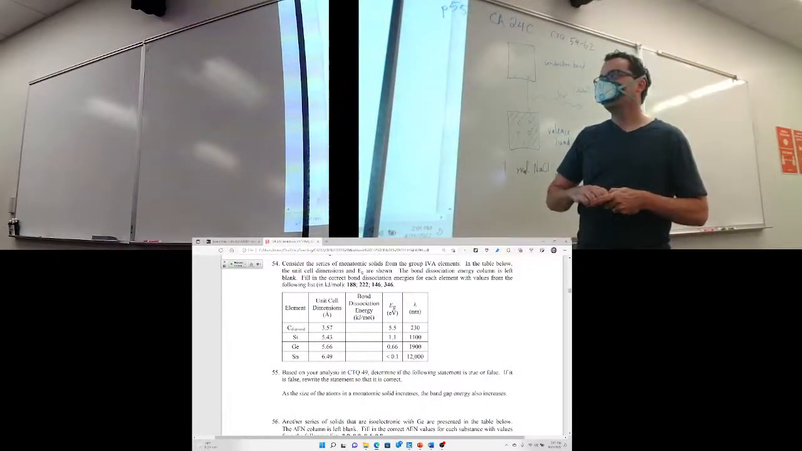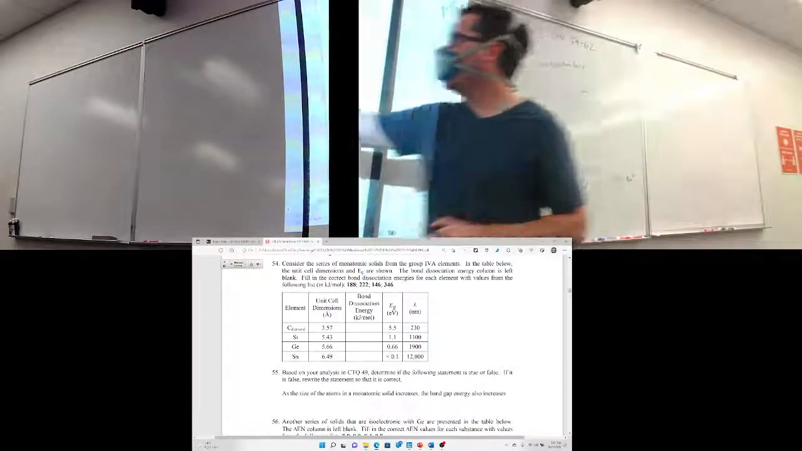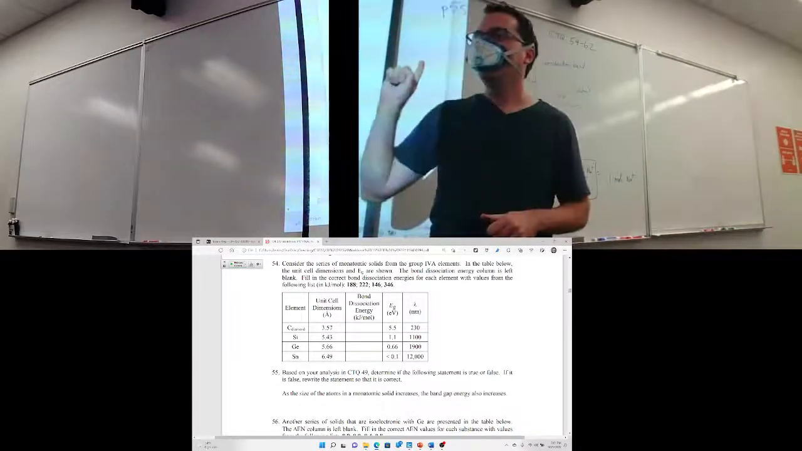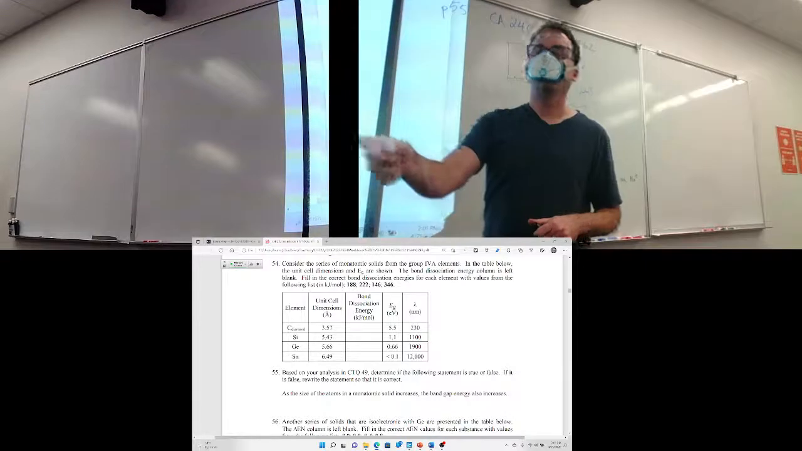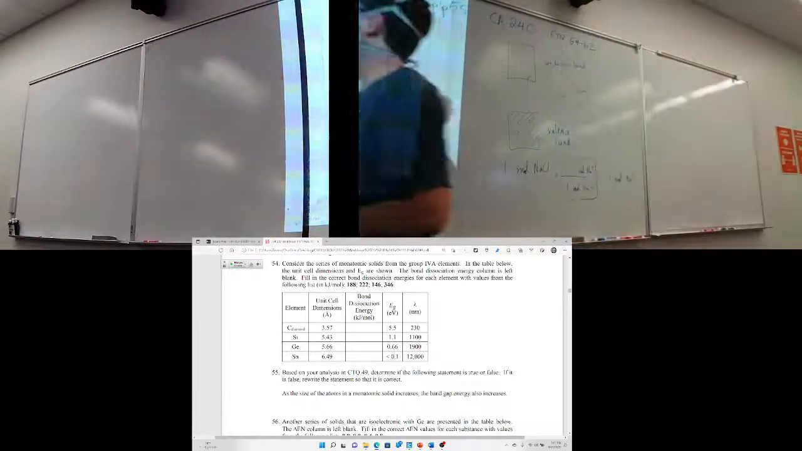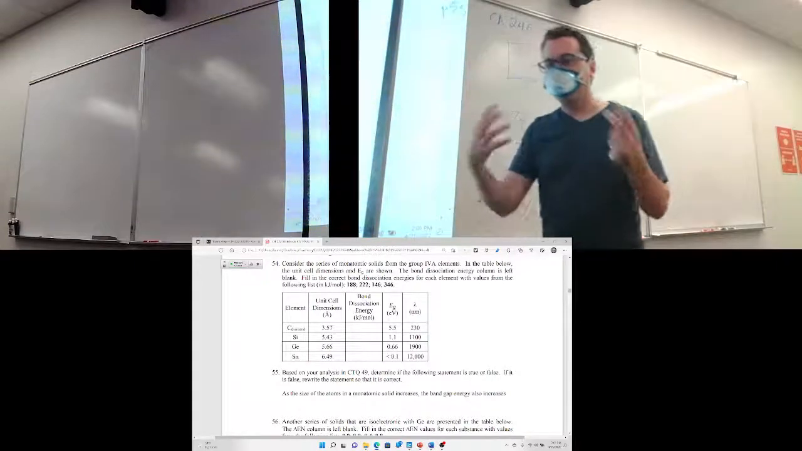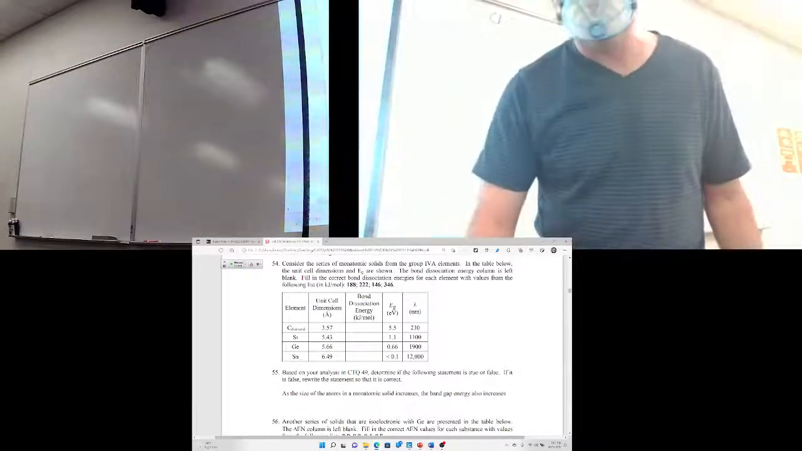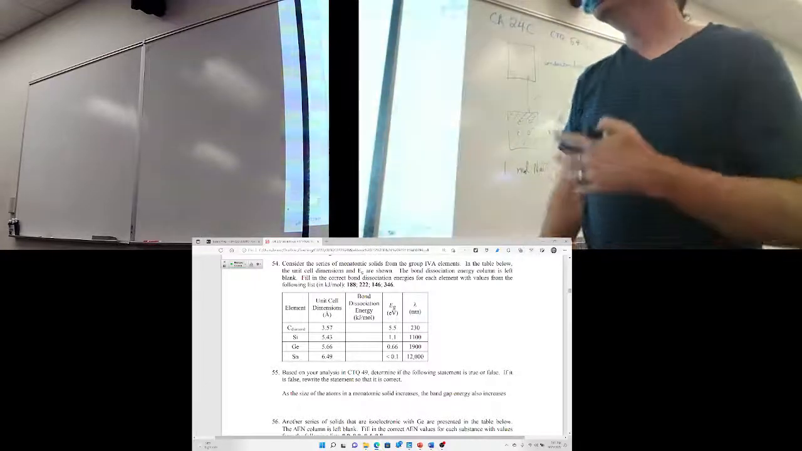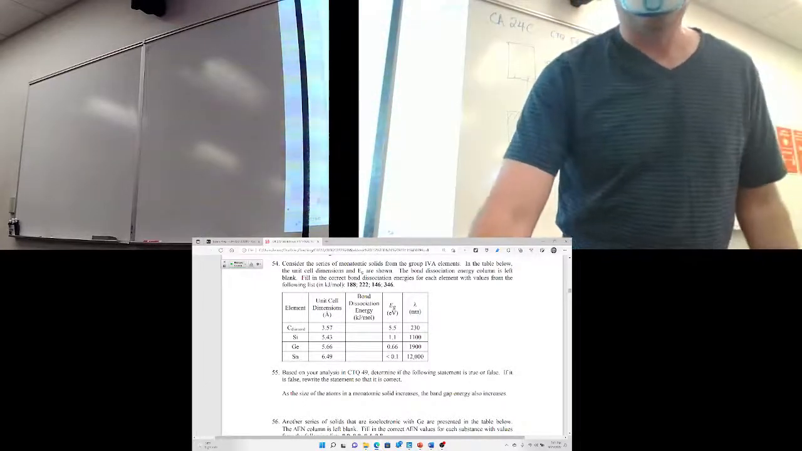Say that again, false. As the size increases, the band gap increases. False, yeah. So think about that for a second. And you can see it right here. As the size increases, the band gap decreases. All right, so the bigger the atoms are, the more metallic they're going to be, the lower the band gap's going to be.